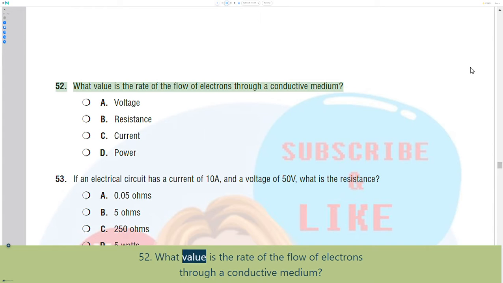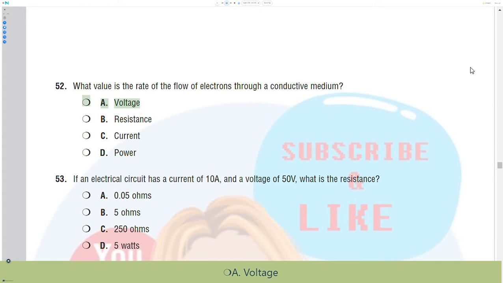52. What value is the rate of the flow of electrons through a conductive medium? A. Voltage. B. Resistance. C. Current. D. Power.